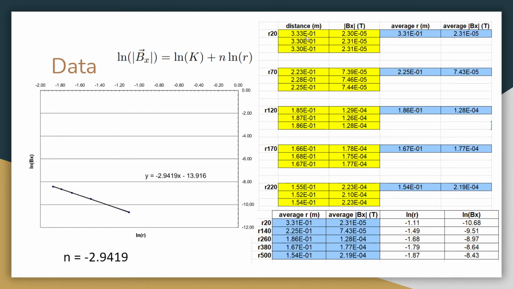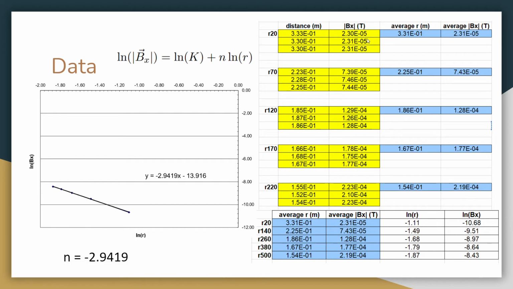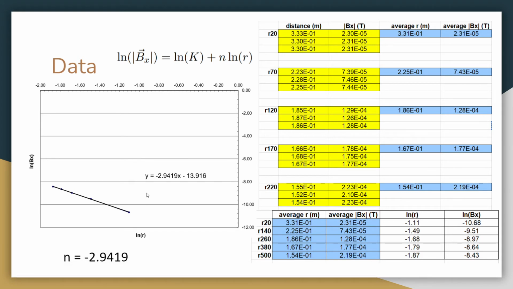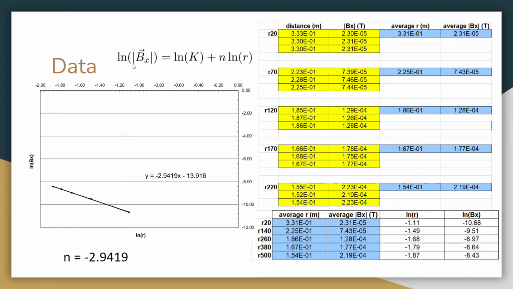These are the distances that I measured. And this is the magnetic field, the X component and the magnitude of the magnetic field. Here I averaged my R's and my BX's, found the ln of these two, and plotted the points. You can see that ln R is my X and ln BX is my Y. This formula says that ln of the magnitude of Bx is equal to ln K plus n ln R.